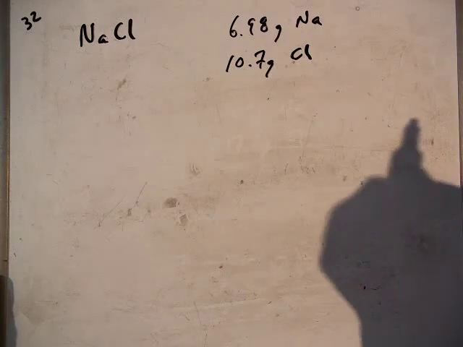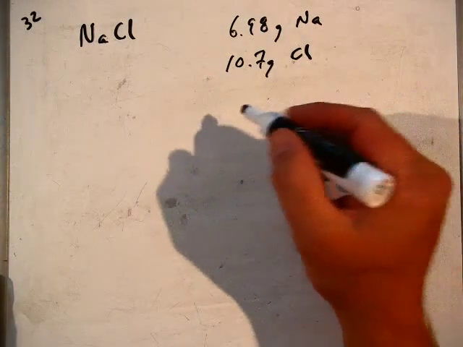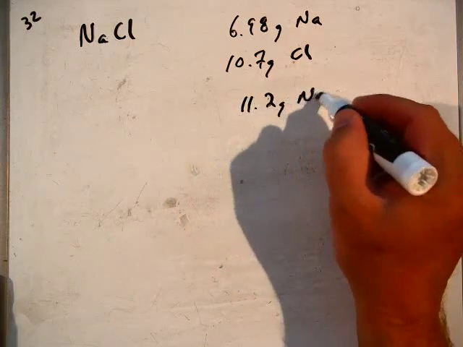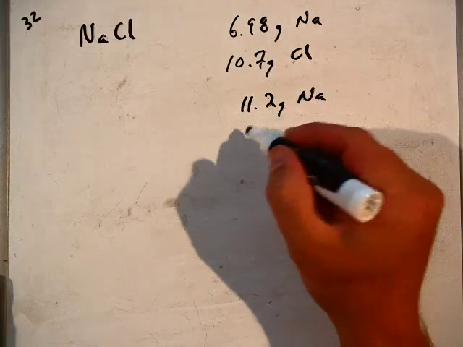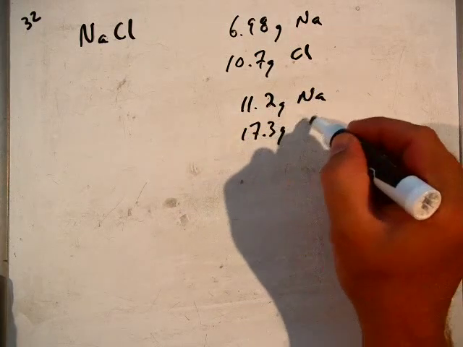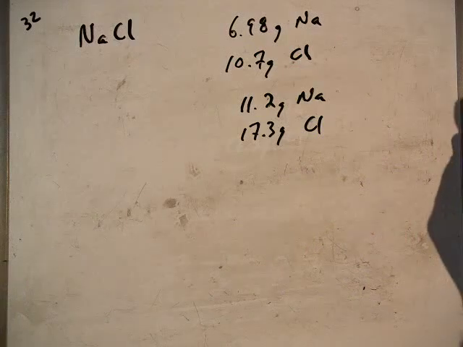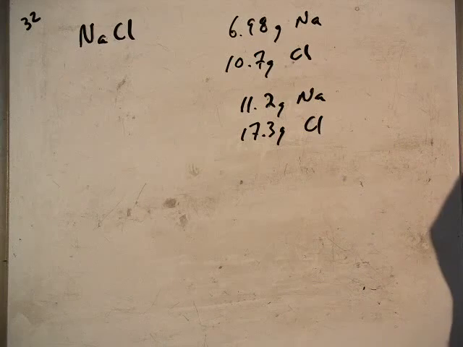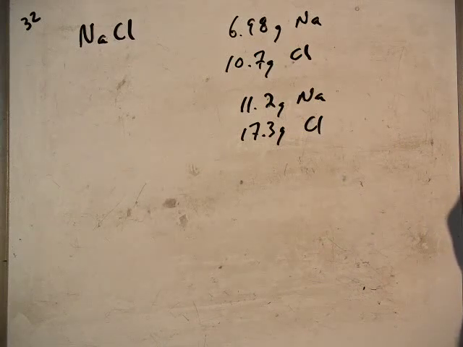In a different sample, it was observed that upon decomposition, 11.2 grams of sodium and 17.3 grams of chlorine. So if this follows the law of definite proportions, then we should have the same ratio of sodium to chlorine in both samples, and that's what the question is asking us, is are these results consistent with the law of definite proportions, and explain your answer.